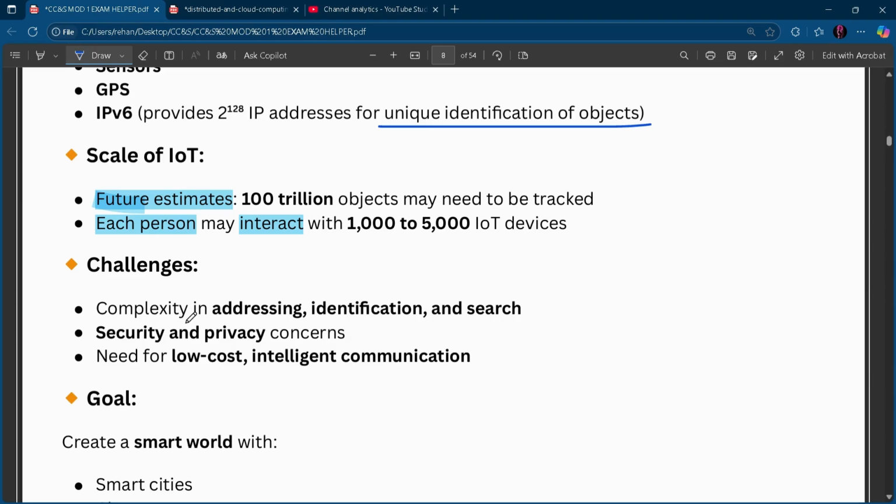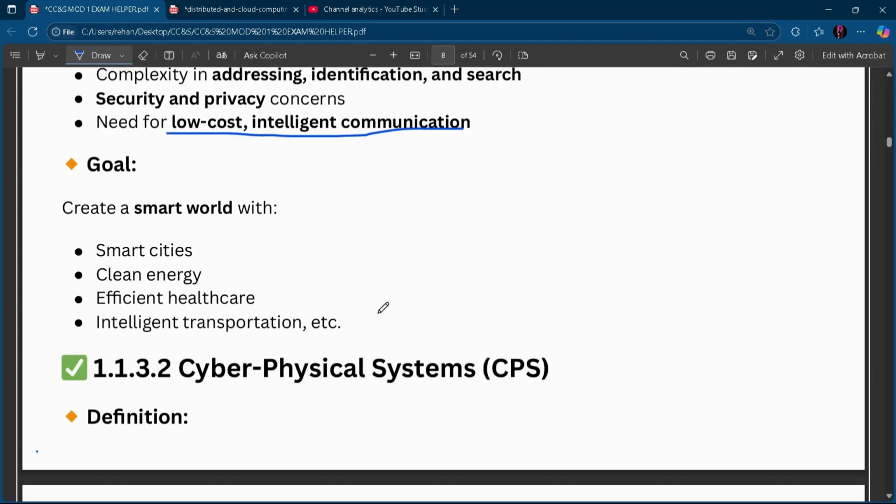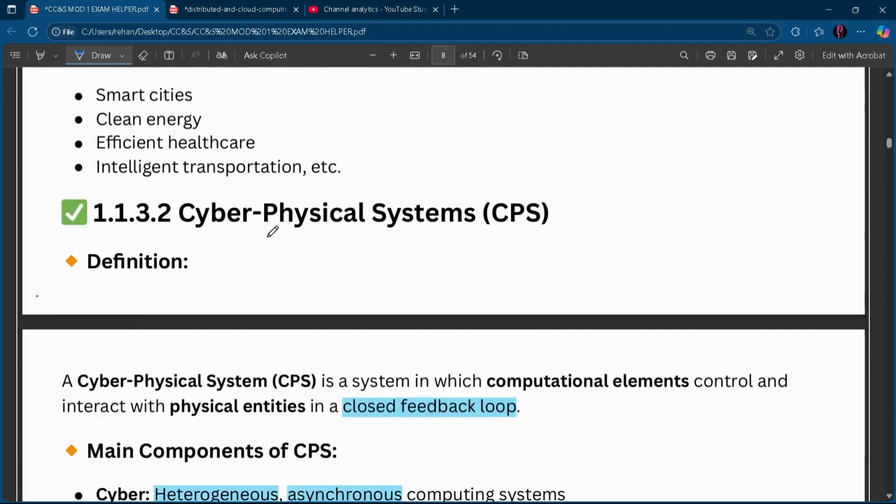Challenges: instead of thinking of them as challenges, you can simply say what it is doing, the services it provides: identification and searching. You can talk about GPS over here. Addressing, searching, identification is a complexity. Then smart home services, smart locks, security and privacy concerns, and the need for low cost and intelligent communication. It should be cheap and efficient. Goal: creates a smart world with smart cities, clean energy, efficient healthcare, intelligent transportation, etc. You can write multiple things based on your own knowledge.